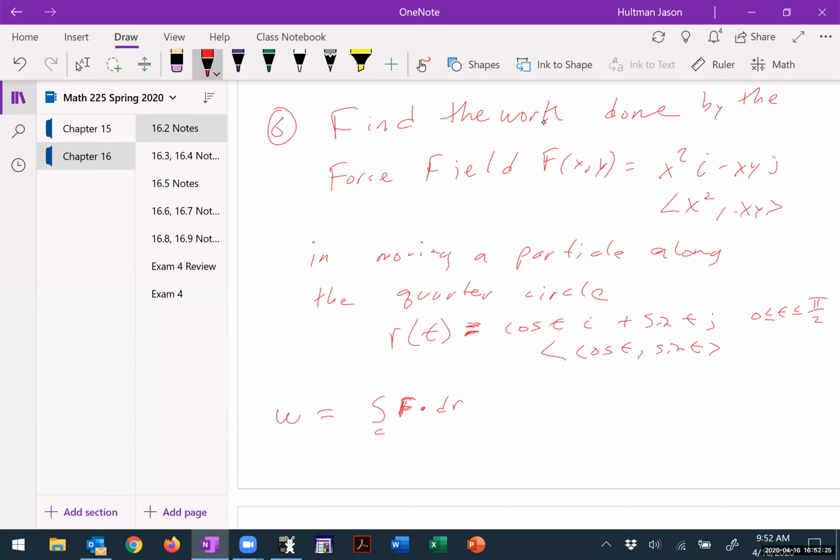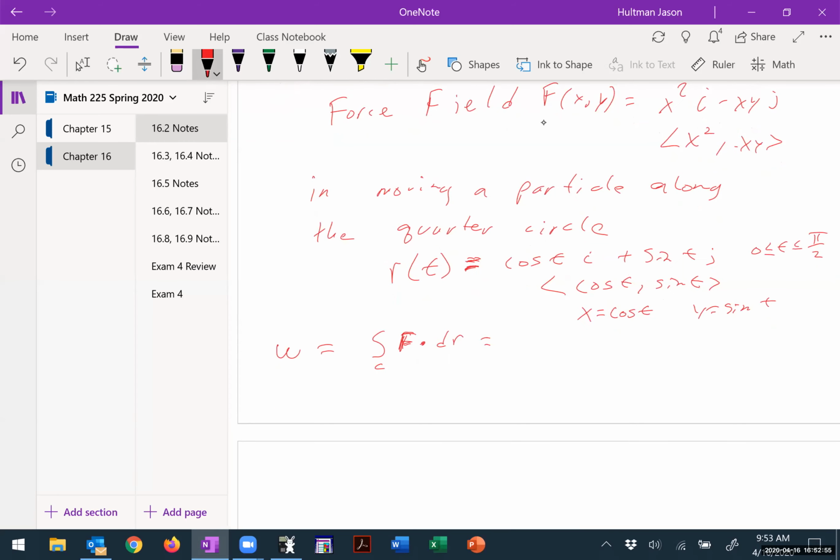Force dot dr, okay? The force field dotted with dr. And what is that? That's x and y, but again, I have to put this in terms of just t. What is x equal to? Well, x is equal to cosine t. What's y equal to? Sine t, right?